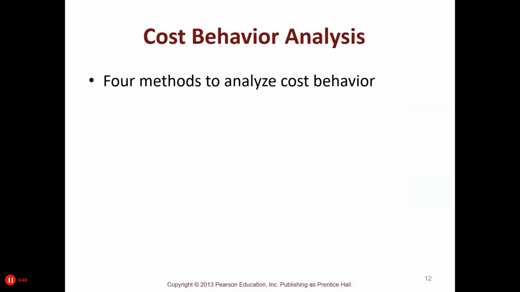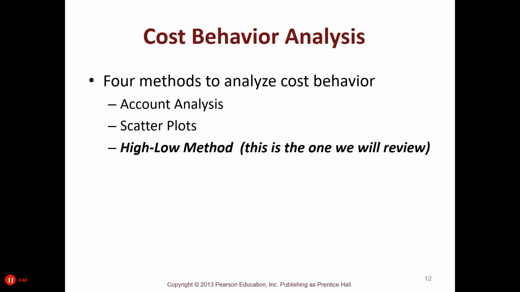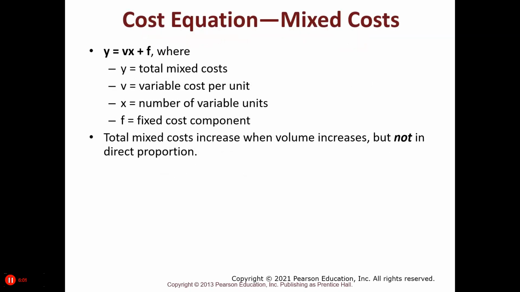Cost behavior. There are 4 methods. We're only going to go over one of them because that's all you have to do in your homework. And that's high-low analysis, which I think is pretty easy. And regression, and we're not going to do that because you can just do that on the computer. All right, here is our formula. Y equals total mixed cost, V equals variable cost per unit, X equals number of units, and F equals fixed costs. So total mixed costs increase when volume increases, but not in direct proportion. Now let's take a look at high-low analysis.